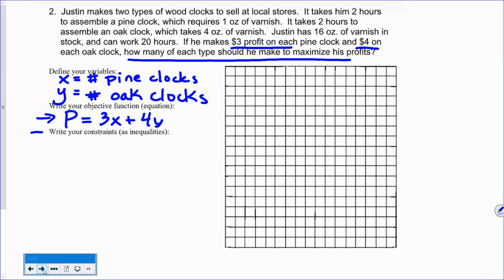All right, so if I take a look back at the beginning, it takes him 2 hours to assemble a pine clock. So 2x, so for every pine clock, it takes 2 hours. I'm going to have to add hours to hours, so I use that information. Then I need to look at the other 2 hours to assemble the oak clock. So the same time for each clock, all right? But we can't go over the 20 hours that Justin is able to work, okay? All right, so we have another constraint because we've got varnish to work with.